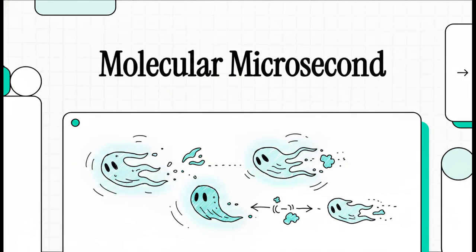Welcome to this explainer. Today, we're diving into the fleeting, totally invisible world of reactive intermediates. You can think of them as the ghosts of the molecular world. These are short-lived, transient structures that quietly dictate exactly how chemical reactions actually happen, and get this, sometimes they exist for literally just a fraction of a microsecond.